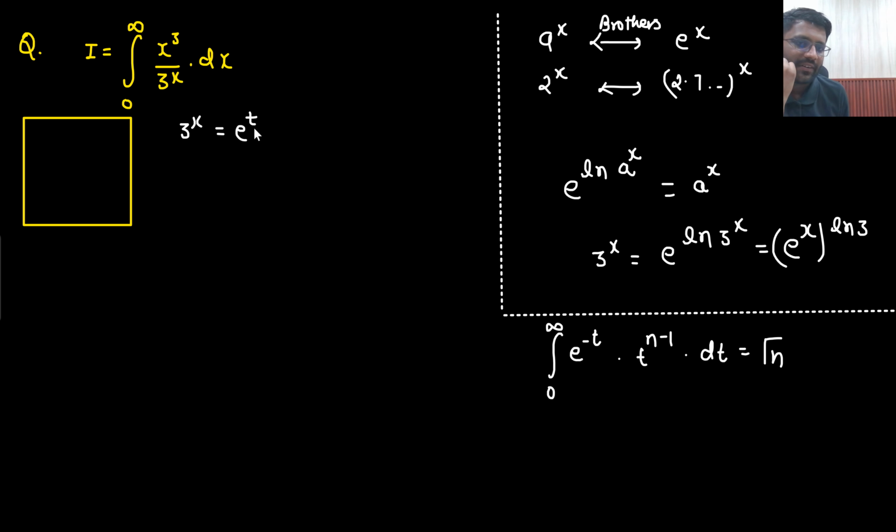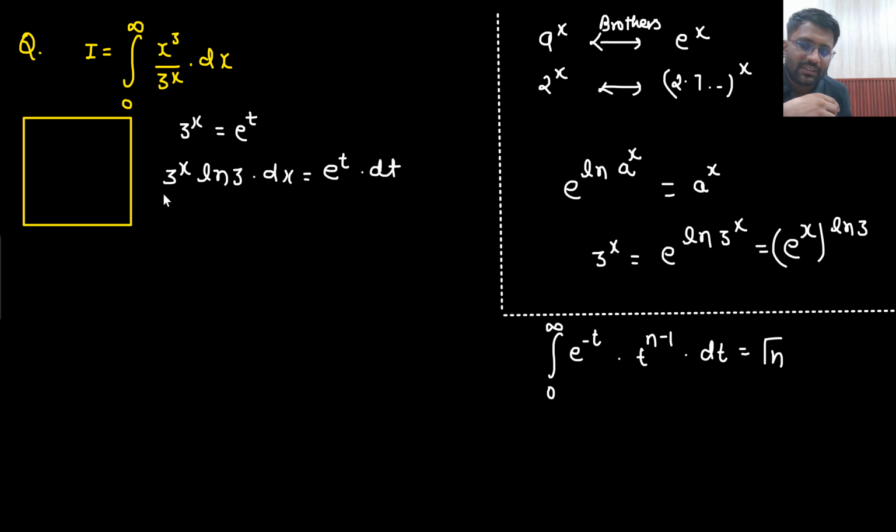3 to the power x I have taken as e to the power t. So if this goes upward, it would become e to the power minus t. What will be the differentiation of 3 to the power x? Sorry, not integration, differentiation. Differentiation of a to the power x is nothing but a to the power x ln a. So 3 to the power x ln 3 dx equals e to the power t dt.